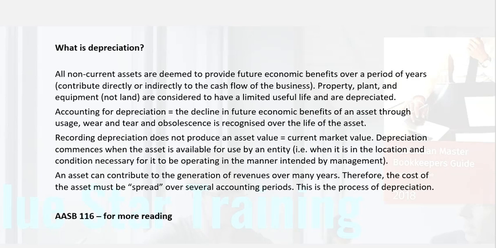Depreciation commences when the asset is available for use, and that's usually when it is in the location and condition ready to start operations. And as we just discussed, this machine is going to help us generate revenue over many years. So therefore the cost of the machine will be expensed over several accounting periods, and that is the process of depreciation. For more reading, go to the accounting standard AASB 116.